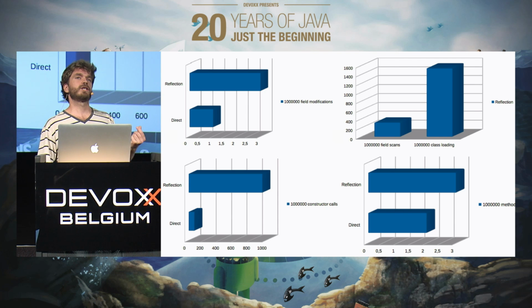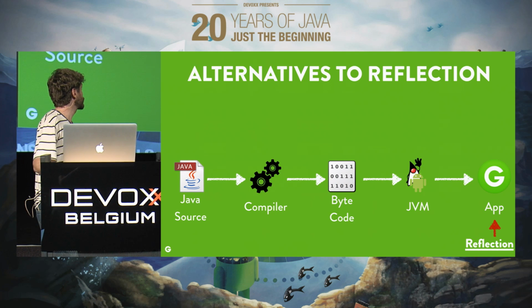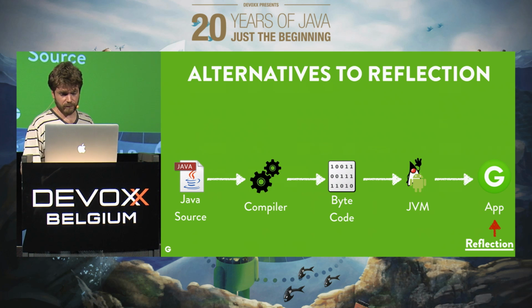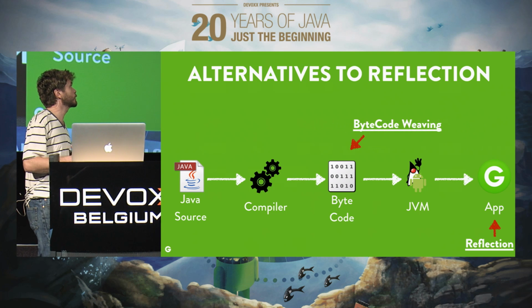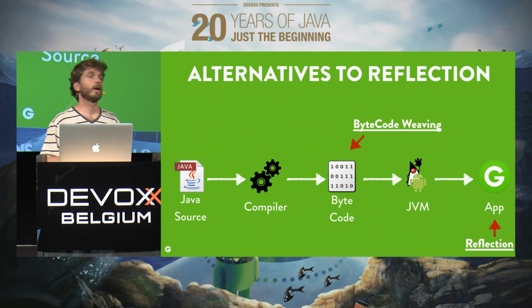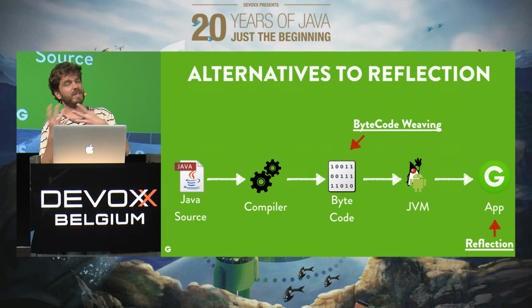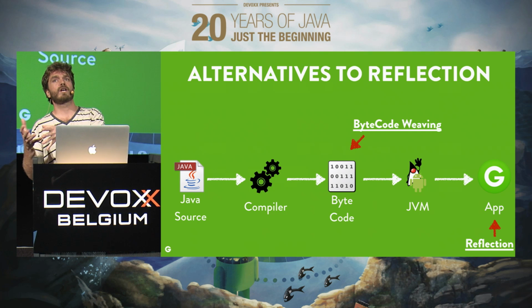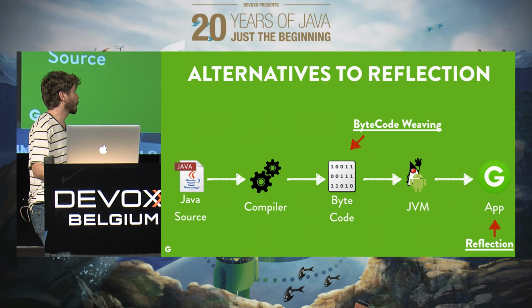So what are the alternatives? If we want to bypass reflection, what can we actually do? Let's come back to the central schema of this presentation and identify 3 alternatives. What we could do is use bytecode weaving. We can take the bytecode, make changes there, inject the dependencies, for instance, inside the bytecode directly. So that would be possible.